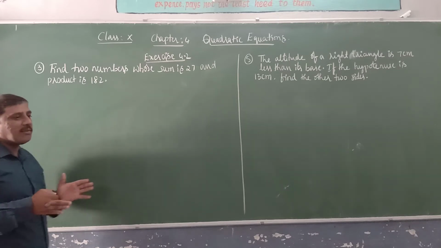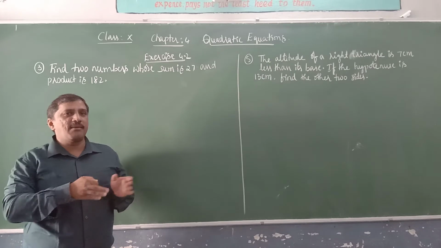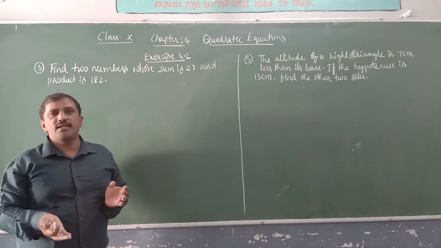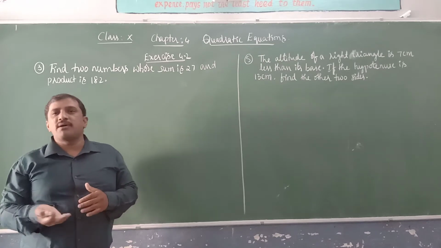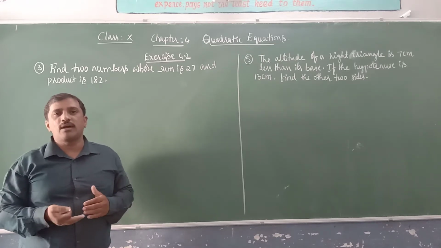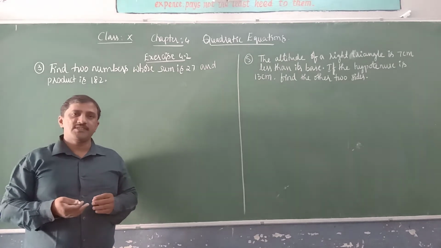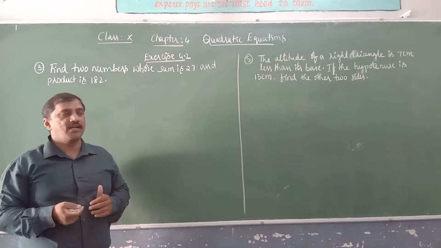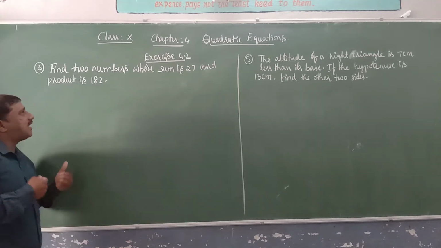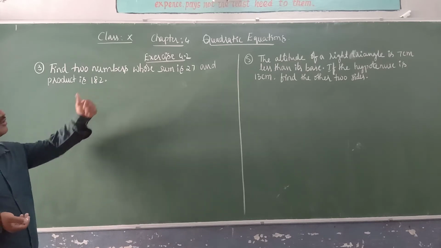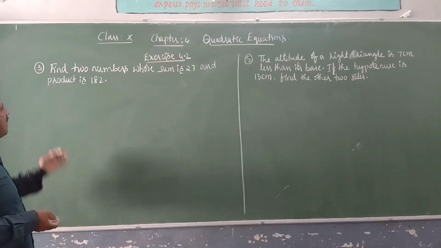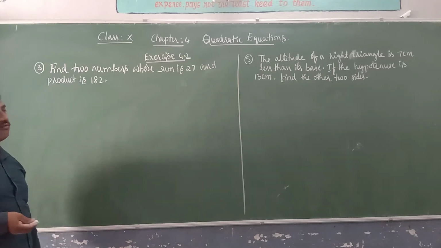The sum of two numbers is 10. If you know one number is 3, then what will be the other number? It is 7. How? By subtracting the known number from the sum, we get the unknown number, that is 10 minus 3, it is 7. Now here we don't know the numbers. Let one number be x, then the other number will be 27 minus x, and take their product, which is equal to 182.